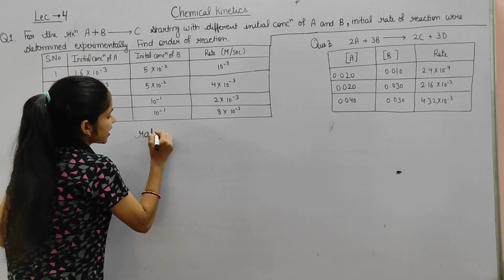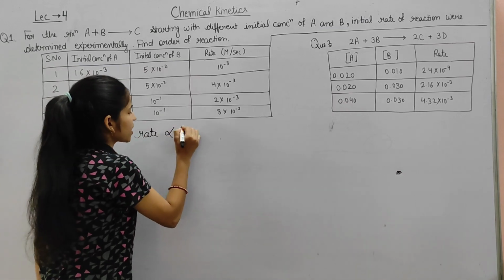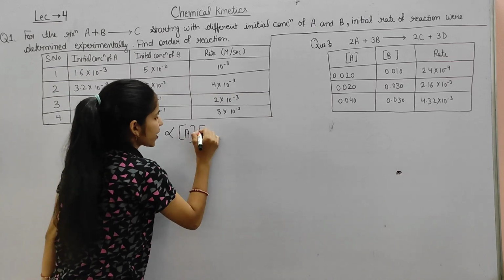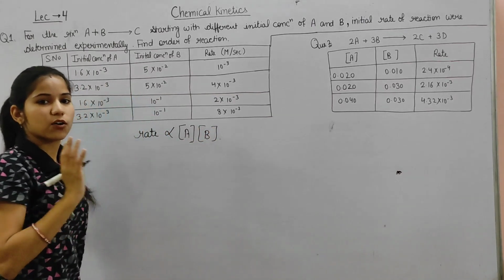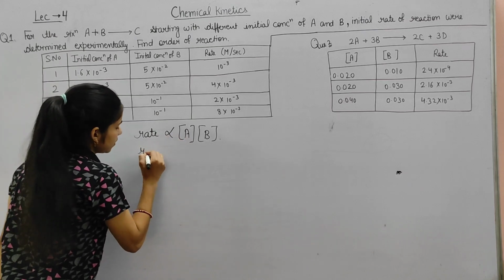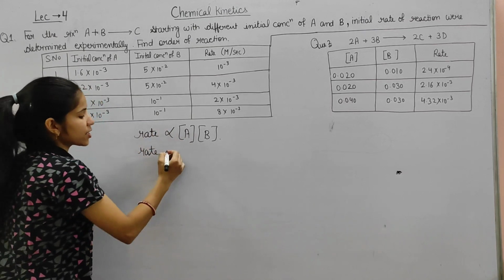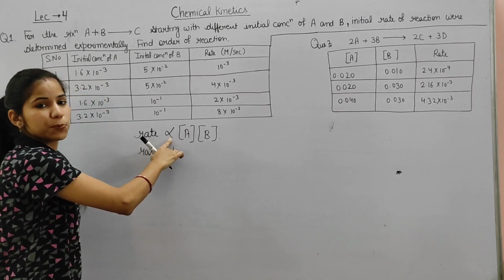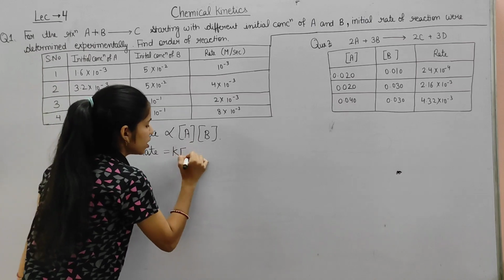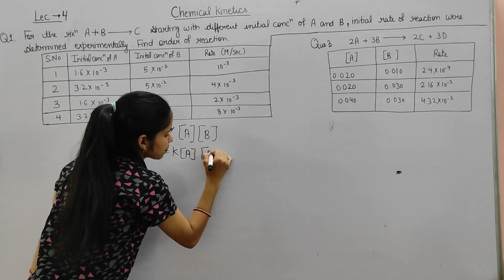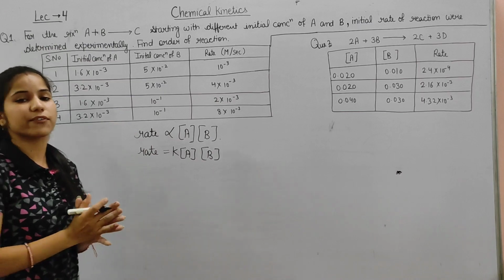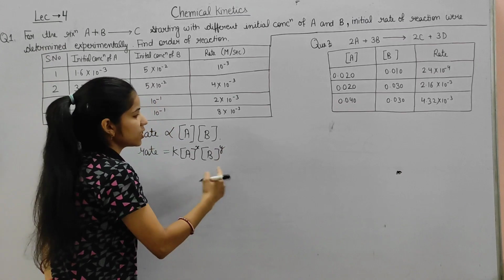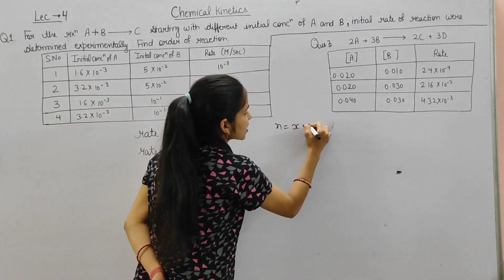So what is the rate law expression? Rate is directly proportional to the concentration of reactants. So concentration of A, concentration of B. This is according to the rate law. When we remove this proportional sign, then an equals sign comes and a constant comes, and this is the rate constant. So rate equals k[A]^x[B]^y. And in this question we have to find out the order. So order is the sum of the powers. So order is x plus y.